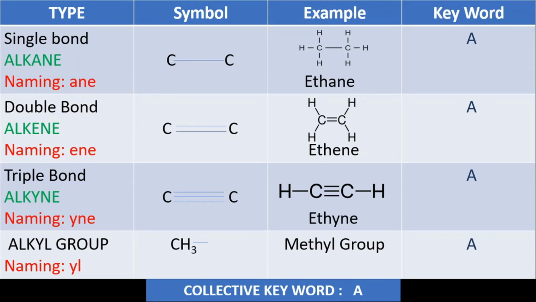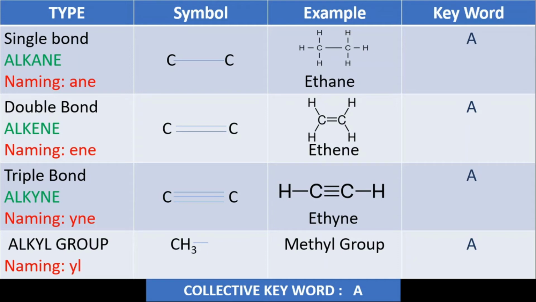For example, CH3 is produced when one hydrogen is removed from CH4. The new alkyl group now produced contains one carbon atom. That's why we have used the word meth at the start, and the letters YL complete the name. So the new name is methyl group.